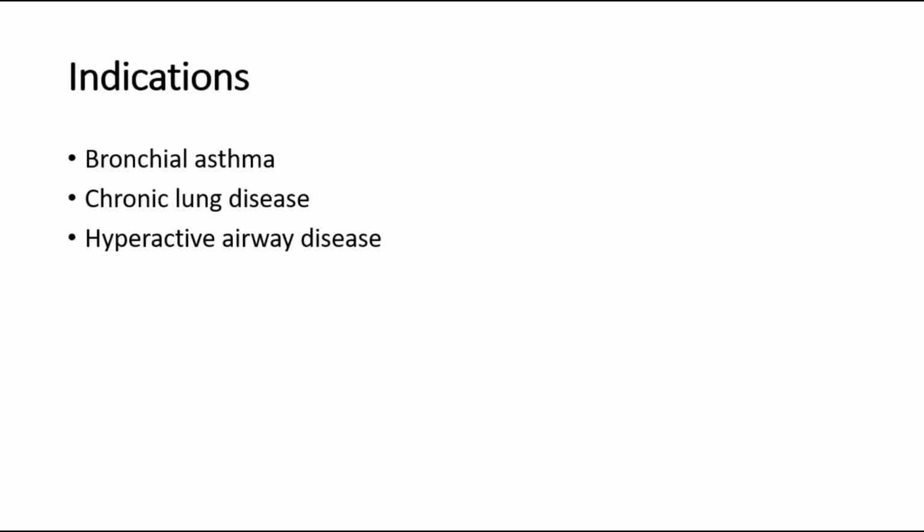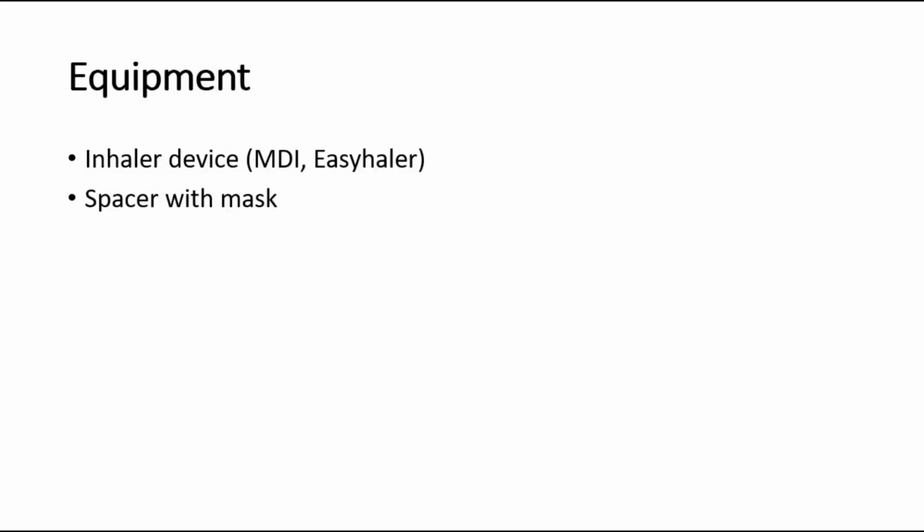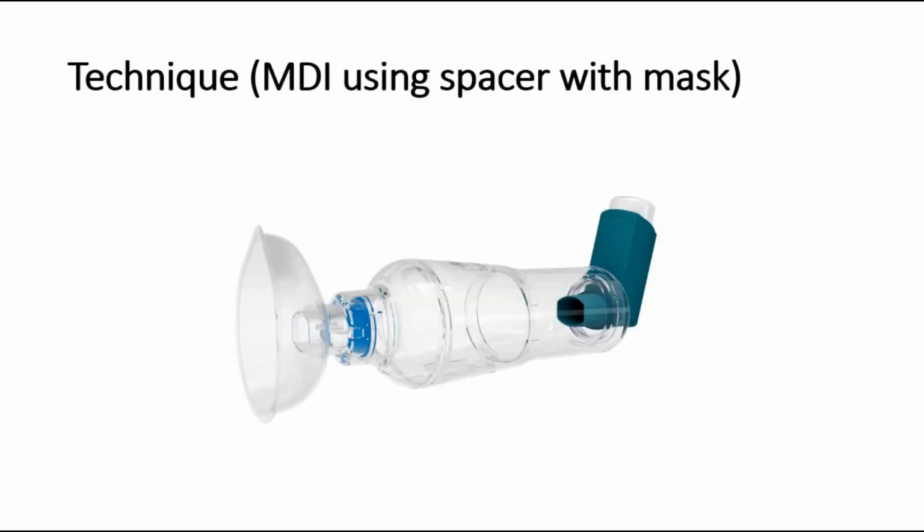So the indications to use a bronchodilator are bronchial asthma, chronic lung disease, and hyperactive airway disease. The equipment included in bronchodilators are inhaler devices such as the MDI, which is the metered dose inhaler, or another type, the Easyhaler. Another piece of equipment is the spacer with mask. This is used especially for children.